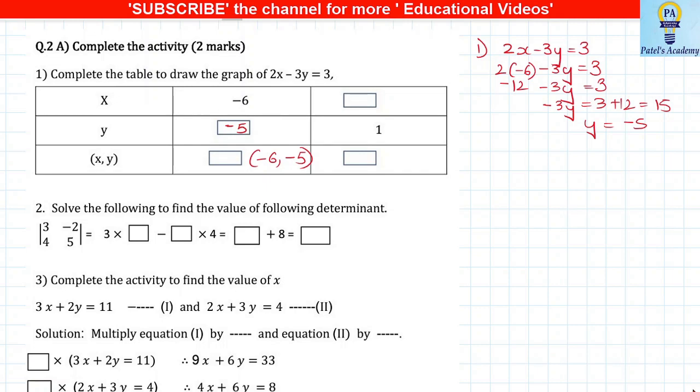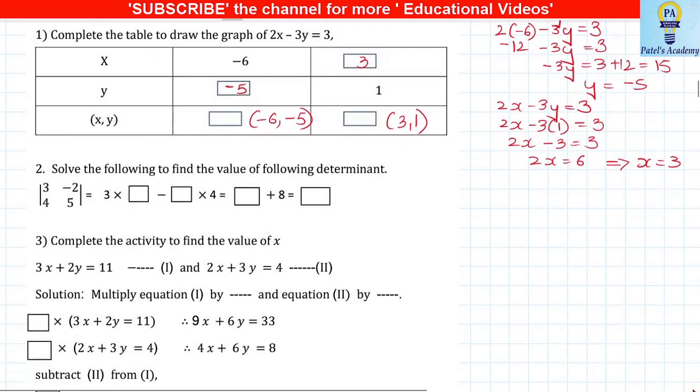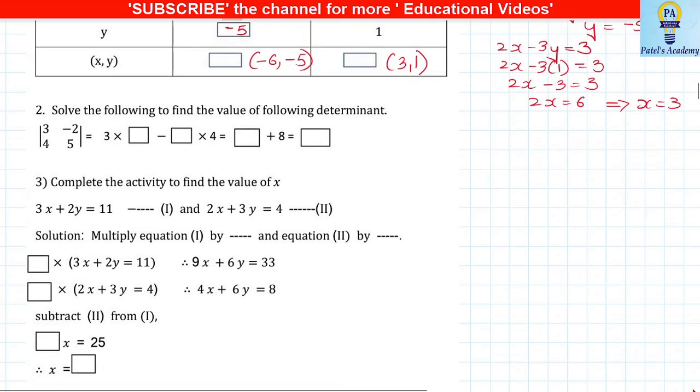Now in the next one, again it is 2x minus 3y equal to 3. Now here we have to substitute the value of y as 1. So 2x minus 3 into 1 equal to 3. So 2x minus 3 equal to 3. After shifting I will get 6. So when I solve I will get x equal to 3. So our answer is 3, and we write 3 comma 1. Okay, let's see the next sum.